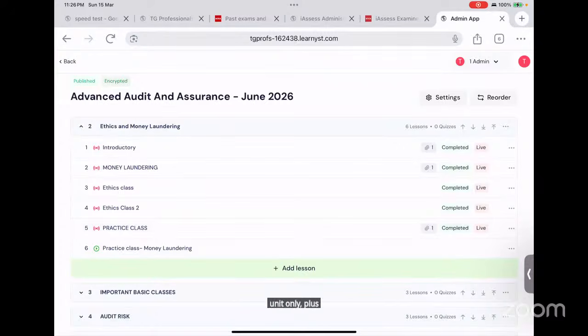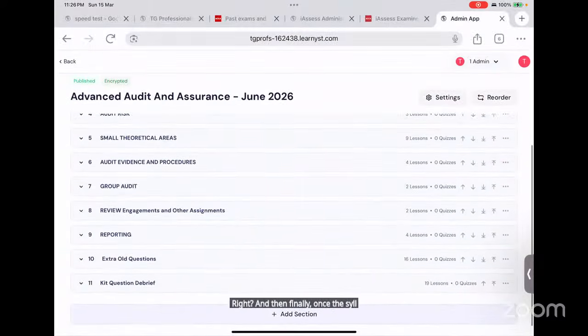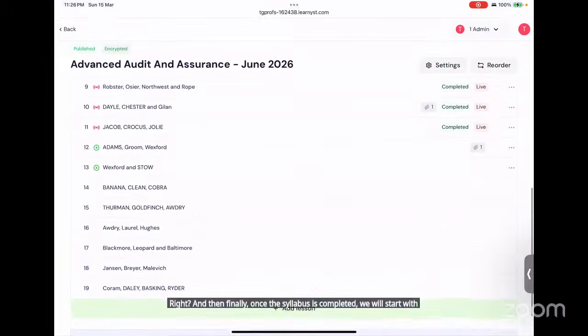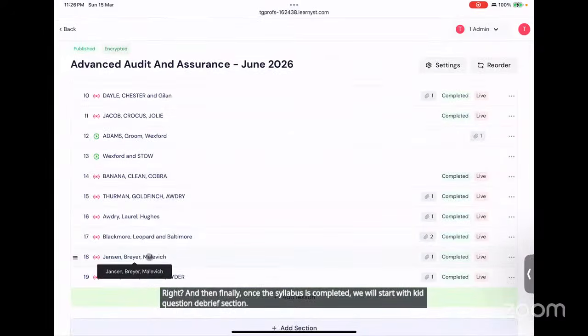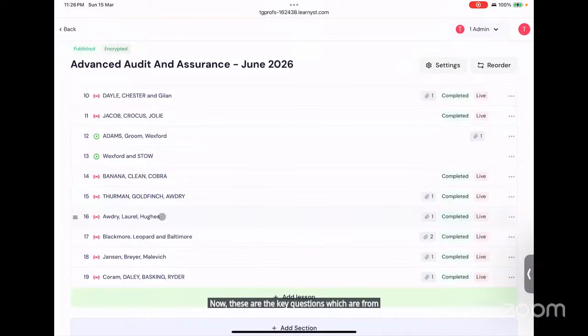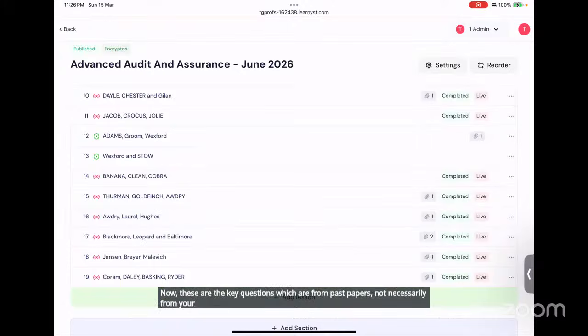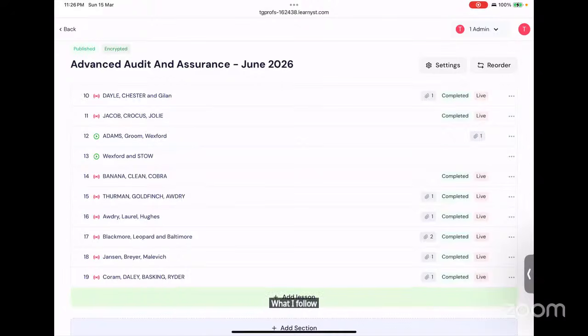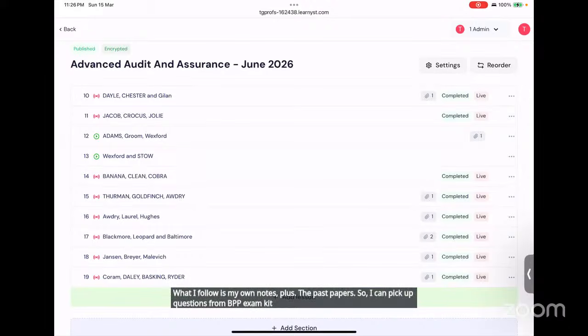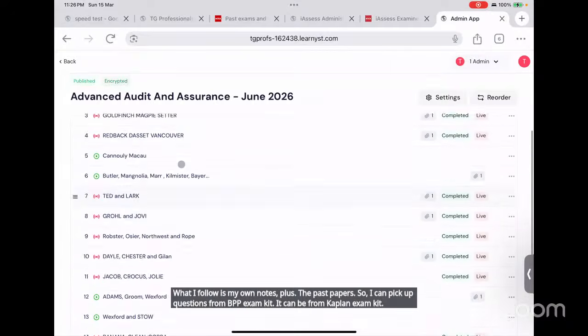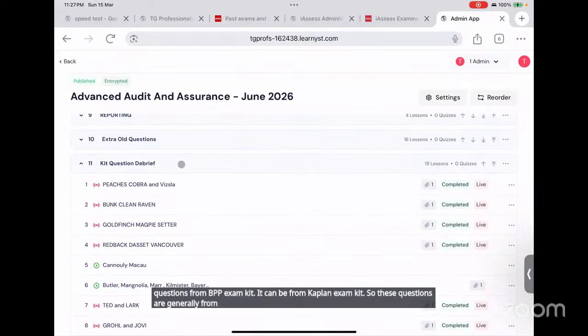Plus on the live class, we are going to meet with the question practice, right? And then finally, once the syllabus is completed, we will start with the kit question debrief section. Now, these are the kit questions which are from past papers, not necessarily from your exam kit. What I follow is my own notes plus the past papers. So I can pick up questions from the BPP exam kit. It can be from the Kaplan exam kit. So these questions are generally from various sources.